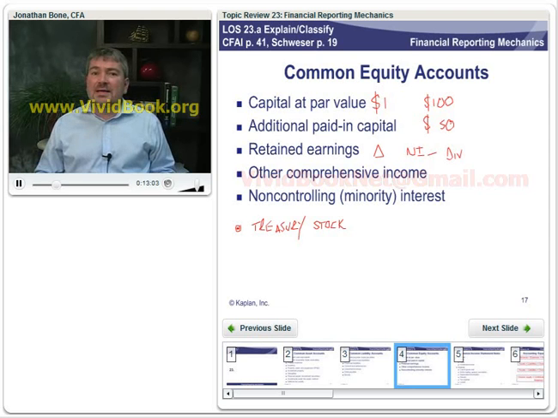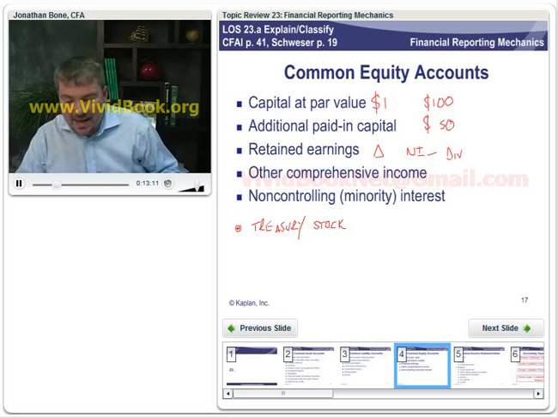It represents shares in the company that the company has bought back in the marketplace. They sit there as treasury stock. The company can then reissue those shares at a later date.